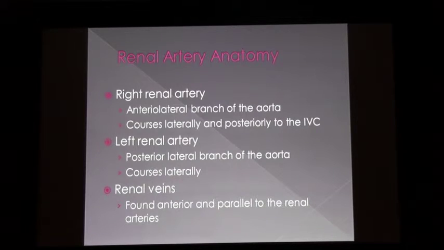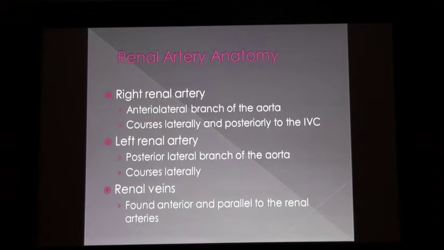So anatomy of the renal arteries. The right renal artery is the anterior lateral branch from the aorta, and it courses laterally posterior to the IVC. The left renal artery is a posterior lateral branch and courses laterally. The hepatic veins are found anterior and parallel to the renal arteries.